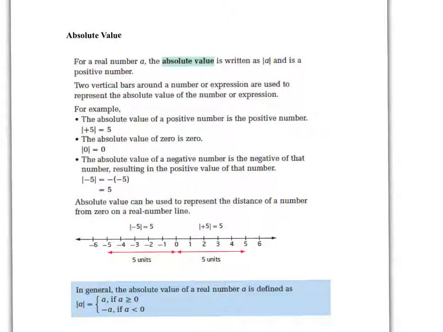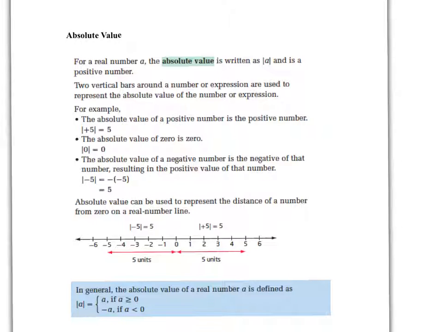The absolute value of a positive number is the positive number. Absolute value of 5 is 5. The absolute value of 0 is 0. Easy so far, right? Still going to be easy. The absolute value of a negative number is the negative of that number resulting in the positive. That's how it's written, but what it means is the absolute value of negative 5, that's 5.